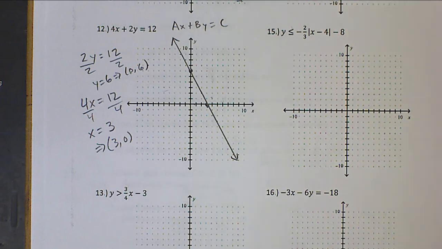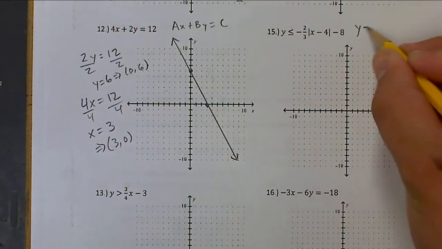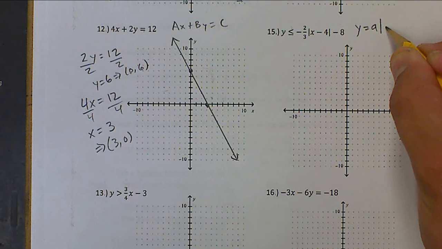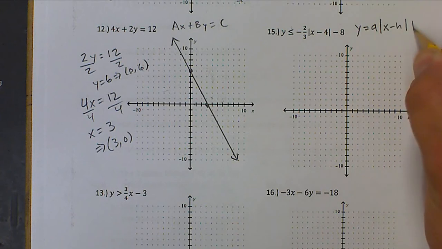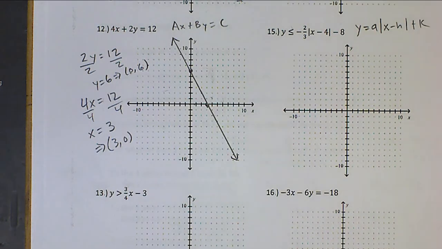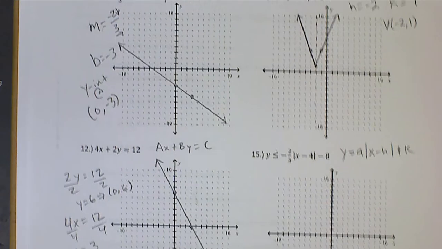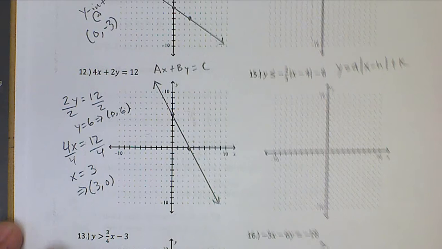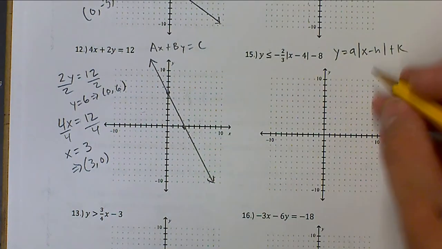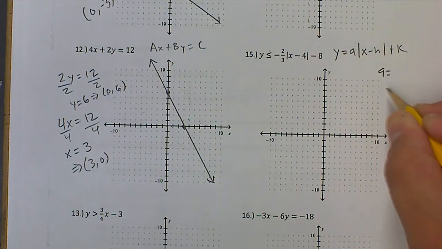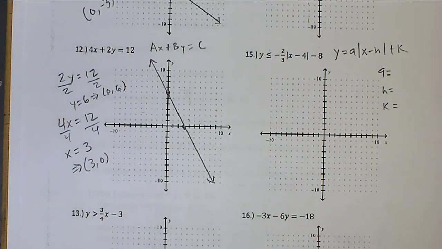But this looks really similar to the form y equals a times the absolute value of x minus h plus k. And the first couple steps of graphing inequalities is essentially the same as number 14. Remember 14 up here? You have to identify a, h, and k, but there's a couple extra things you do at the end when you start shading. Okay.